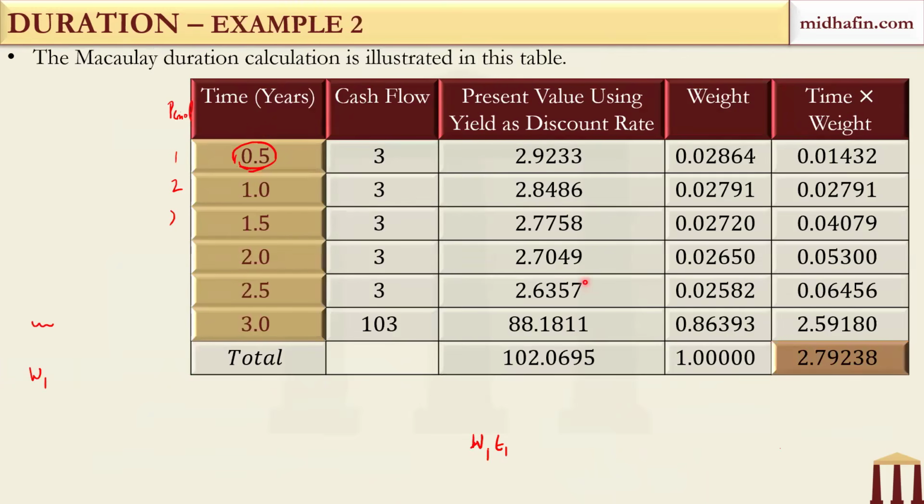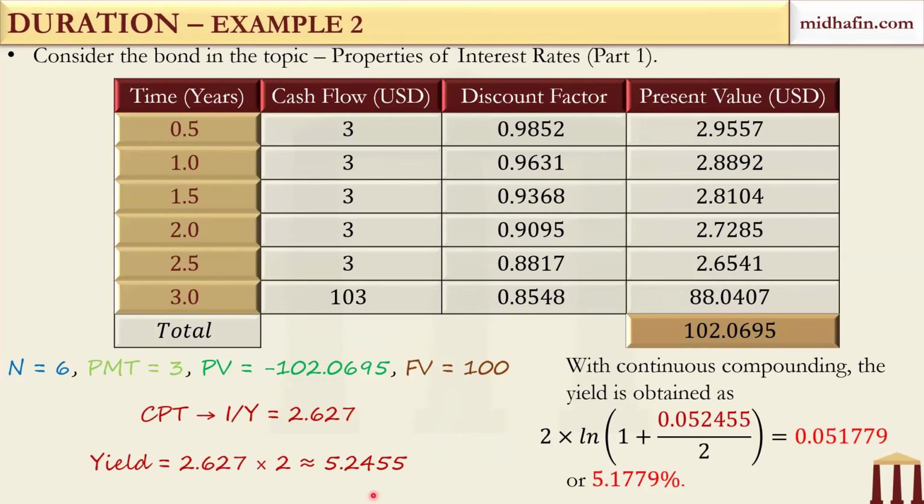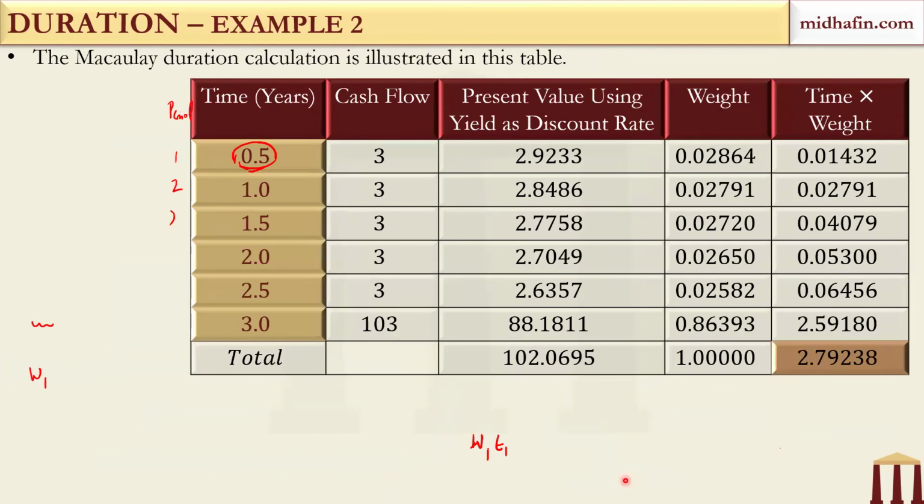This is how you calculate the Macaulay duration. You will see these are the time points. This is the cash flow. Present value using yield as discount rate. So which yield are we using over here? Can you tell me? There are two options. See, this is the yield 5.2455% and 5.1779%. Can you tell me which one we have to use?